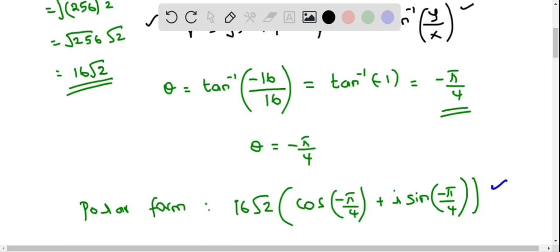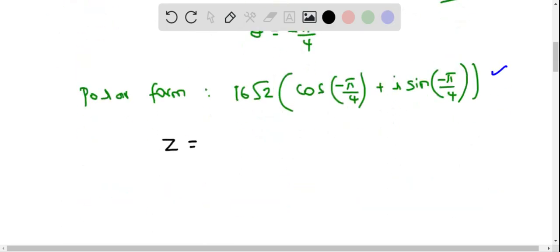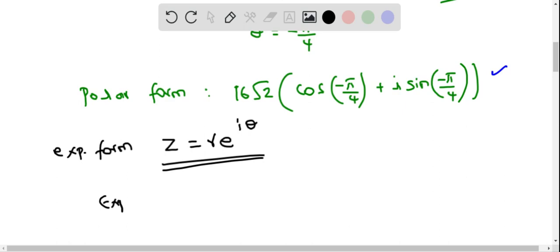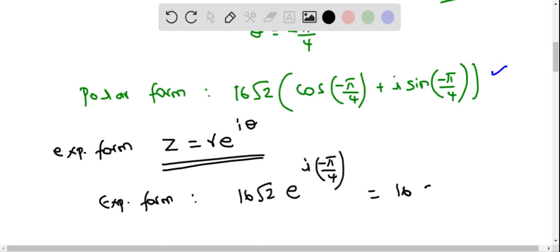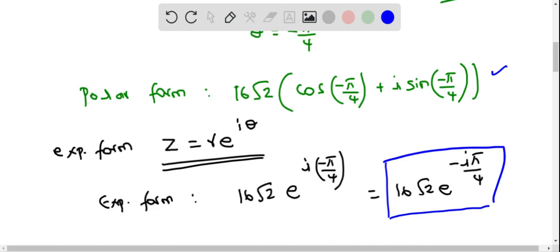We can also write its exponential form using the formula, that is z equals r times e raised to the power of i theta. This is the exponential form of the complex number. So we write down the exponential form as r times, r is 16 root 2, e raised to the power of i times theta, theta is negative pi by 4. So this is basically 16 root 2 e raised to the power of negative i pi by 4. And this is the exponential form of the given complex number.